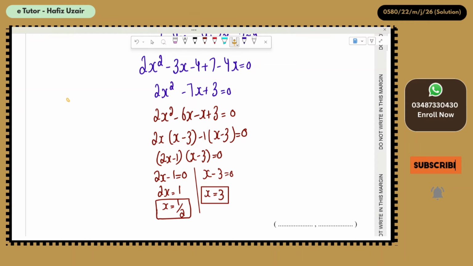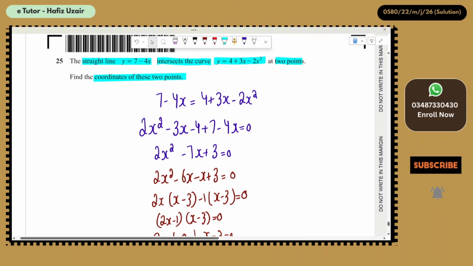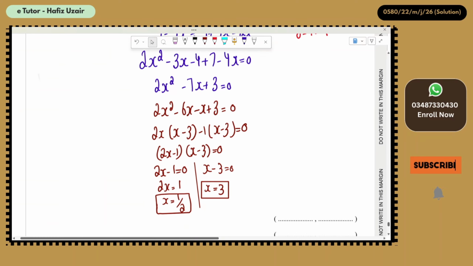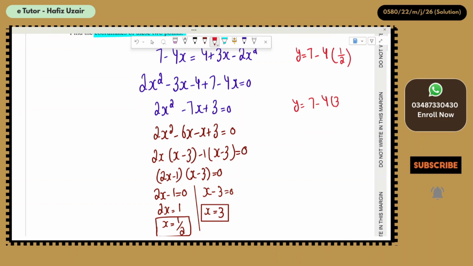Now you have two values of x, and for these two values, let's say you have a curve over here and this line is touching it, and you find the x coordinate. Now put the values of x in the given equation y equals 7 minus 4x. So y is equal to 7 minus 4 into 1 over 2, and the second is y equals 7 minus 4 into 3. So now y is equal to 7 minus 2 and this will be 5, and y is equal to 7 minus 12 and this will be equal to minus 5.